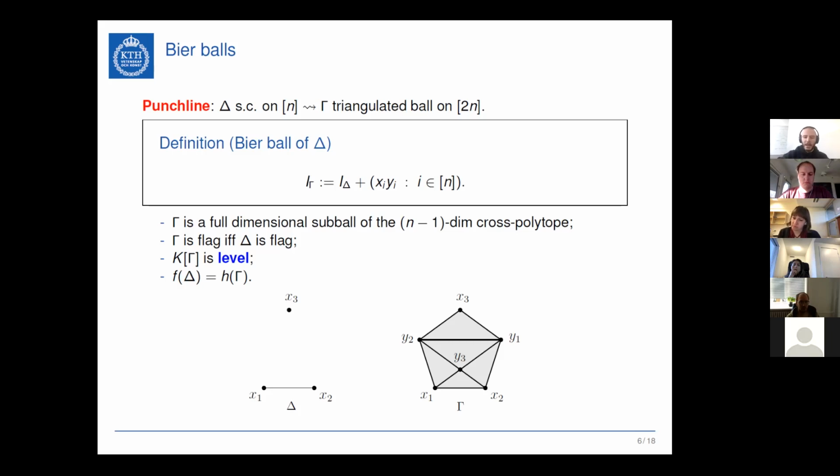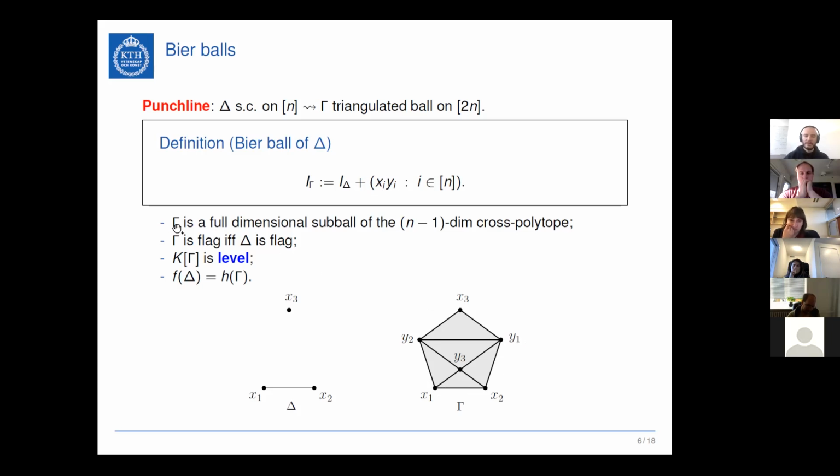Okay. I said I will comment on the picture. So here I took a ridiculously simple simplicial complex delta. It's made up of 3 vertices and 1 edge. So what happens if I enlarge the Stanley-Reisner ideal of delta to that of gamma? Well, I'm going to add 3 variables, y1, y2, and y3. And by adding these generators, you can check that the simplicial complex I obtain is the following. It's this triangulated hexagon.